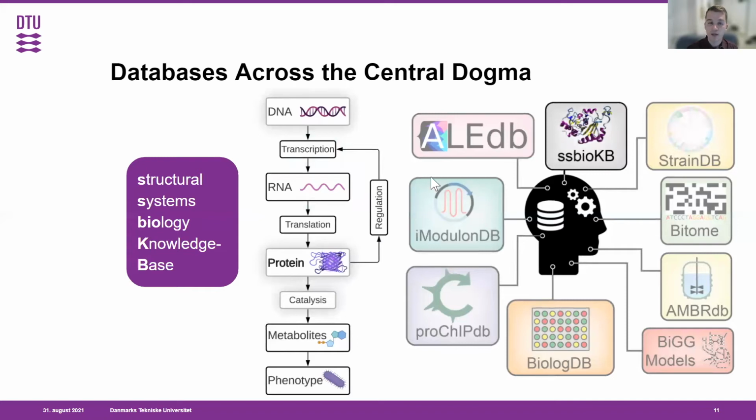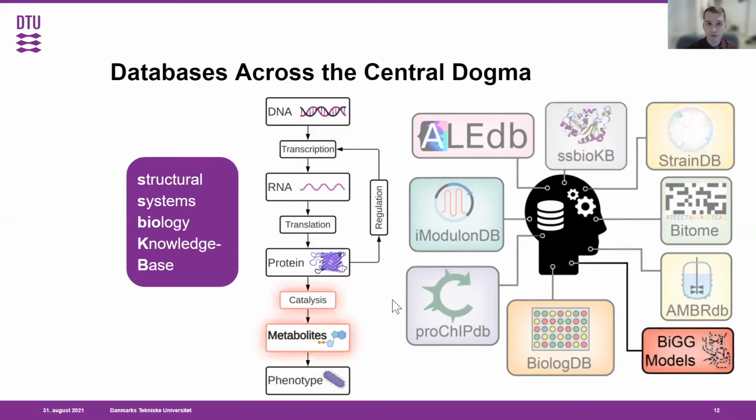Next up is SSBioKB. So this is the structural systems biology knowledge base. And this is our protein database. This contains 3D protein structures, which are mapped to a ton of other knowledge and information about them, such as what reactions they catalyze, which different alleles exist across the pangenome, and which mutations commonly occur in different sites across the protein. And ultimately, this is going to be a really useful tool for mapping knowledge in 3D.